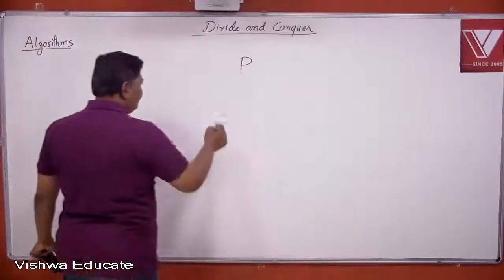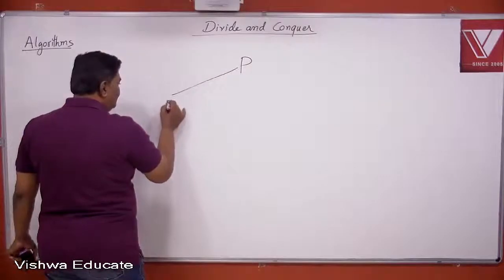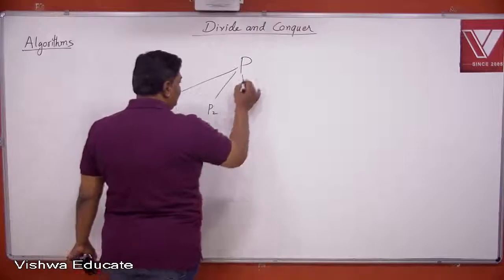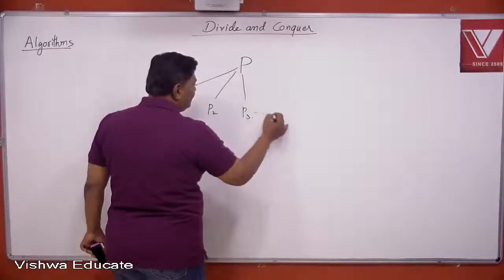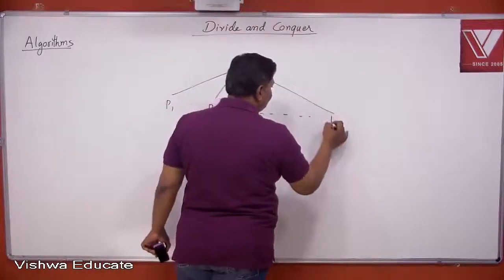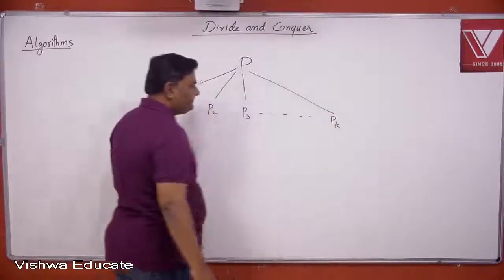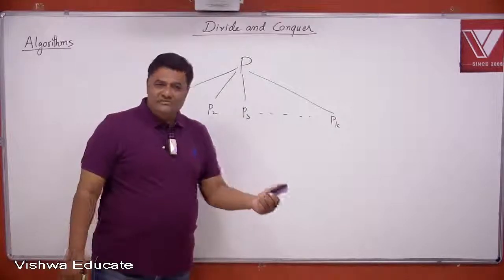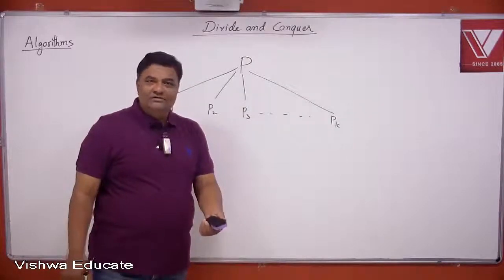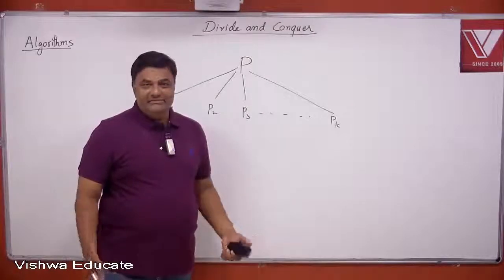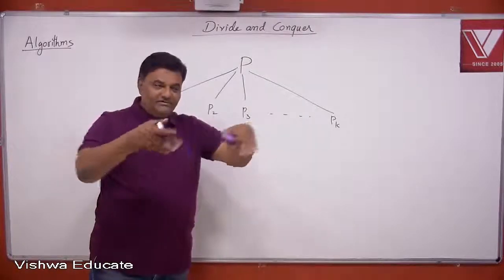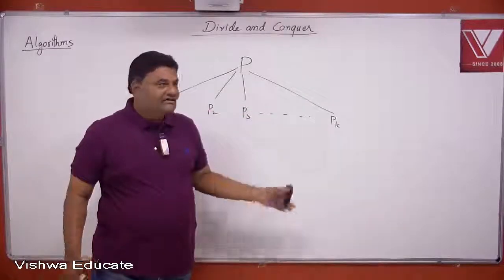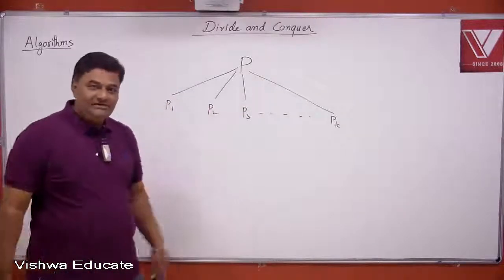Divide and conquer strategy says that divide the problem into sub-problems: P1, P2, P3, going on to some K sub-problems. Two or more sub-problems, minimum 2. It cannot be one, because one means it is the same problem only. So split the actual problem into 2 parts or 3 parts or 4 parts or 10 parts, whatever it is, K parts, any number of parts.